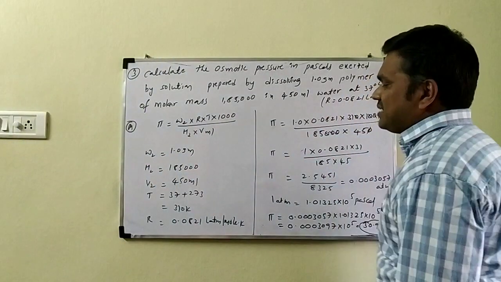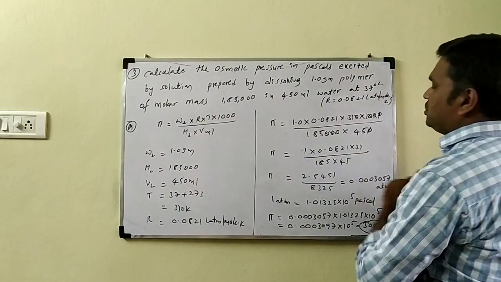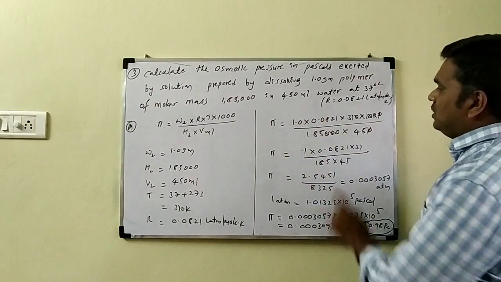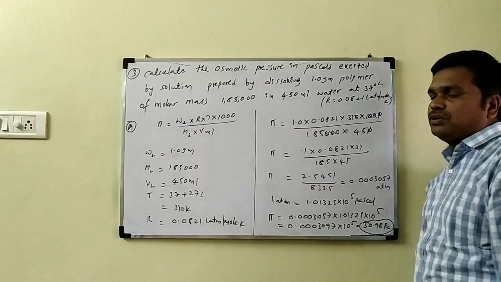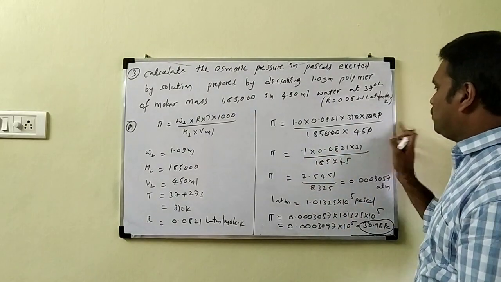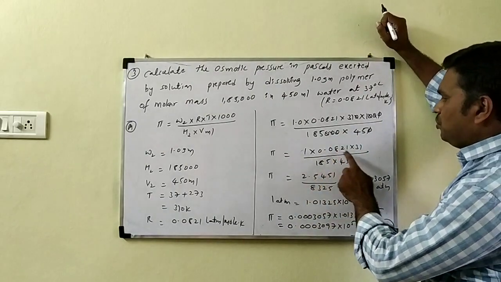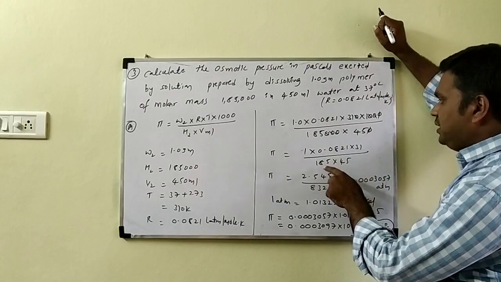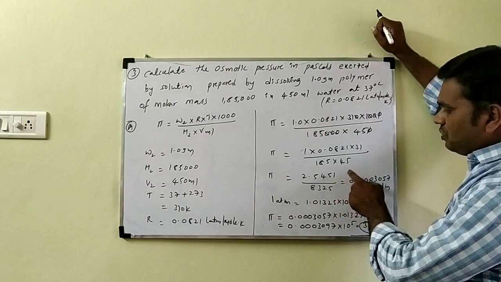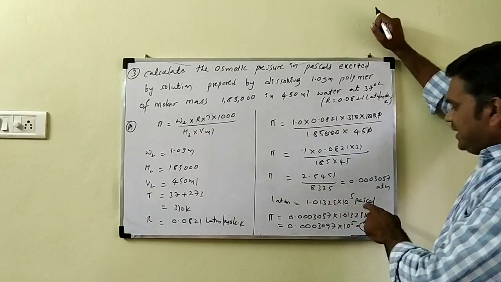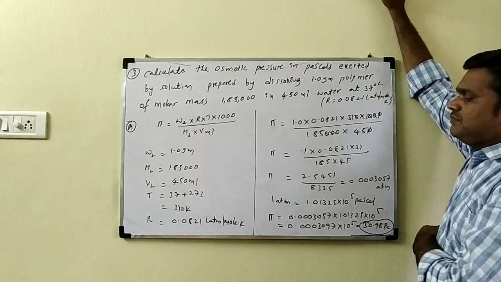Now let us see the substitution of the values in the formula. Pi is equal to 1, the weight W2, into R value 0.0821, into temperature 310 Kelvin, into 1000 by 1,85,000 into 450. You can cancel 4 zeros here: 1, 2, 3 and 4 zeros cancel. Then the values we get are 1 into 0.0821 into 31 by 1825 into 45. So pi is equal to 2.5451 by 8325, and you will get 0.0003057 atmosphere.